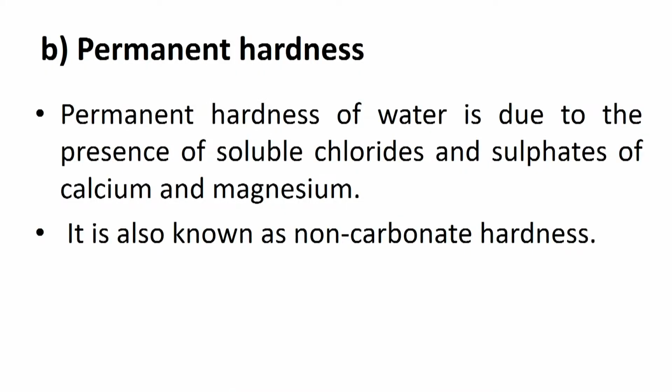There we were talking about temporary hardness. Now we will talk about permanent hardness. It is due to the presence of soluble chlorides and sulfates of calcium and magnesium, and is also known as non-carbonate hardness. It can be removed by addition of washing soda or by the ion exchange method. There are two methods: adding washing soda, or the ion exchange method.